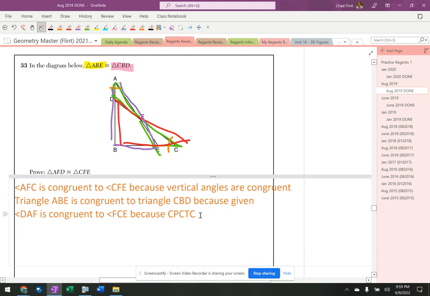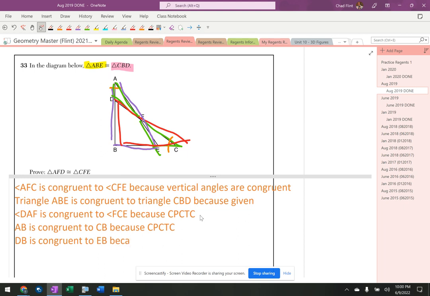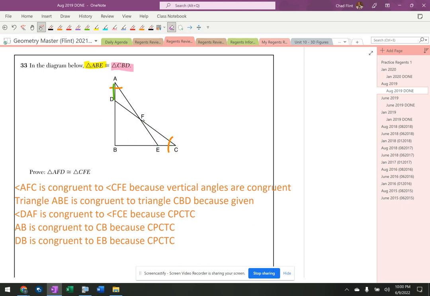So I know that AB is congruent to CB because CPCTC. I'll explain why I'm doing this in a second. And I also know that DB is congruent to EB because CPCTC. The Regents loves to toss. I'm going to erase all these lines out of here. All right, I'm just going to leave on that. And I'm going to put 2 marks in there.